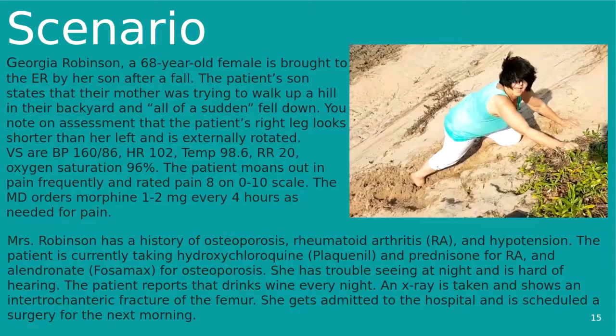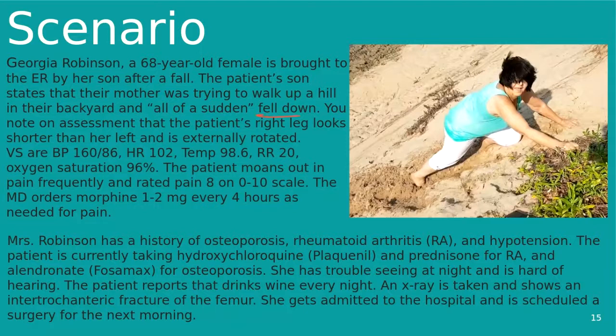And then we have a case study. Okay, so now we're making a care plan, so we'll make it together. Let's dive deeper into the scenario. We have Mrs. Georgia Robinson, a 68-year-old female brought to the ER by her son after a fall. The patient's son states that their mother was trying to walk up a hill in their backyard and all of a sudden fell down. On assessment, the patient's right leg looks shorter than her left and is externally rotated.